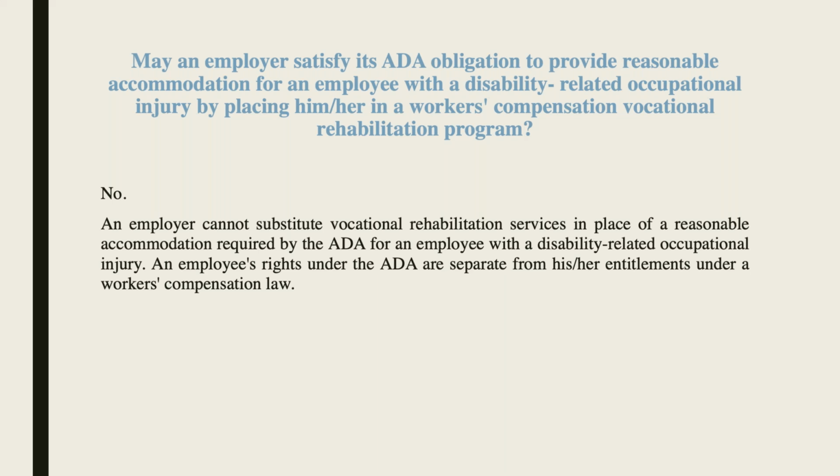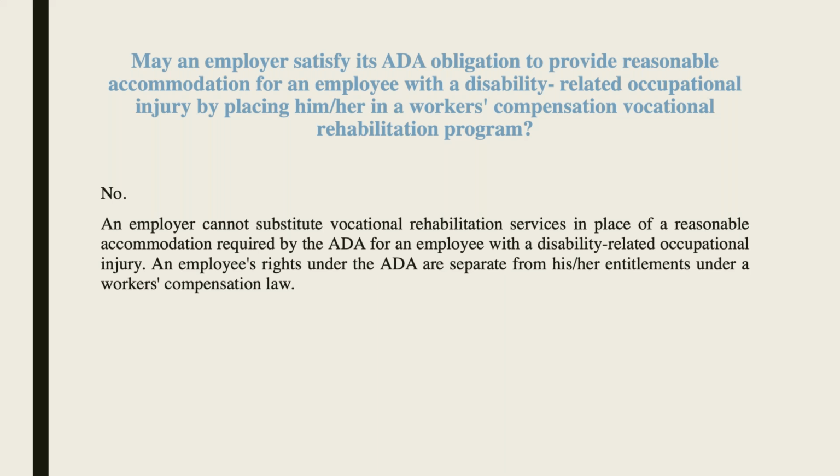May an employer satisfy its ADA obligation to provide reasonable accommodation for an employee with a disability-related occupational injury by placing him or her in a workers' compensation vocational rehabilitation program? This question, I sort of reworded some of these, but essentially this was one of your questions. So do we satisfy ADA obligations to provide reasonable accommodations for an employee with a disability-related occupational injury by placing that person in a rehab program of some sort?